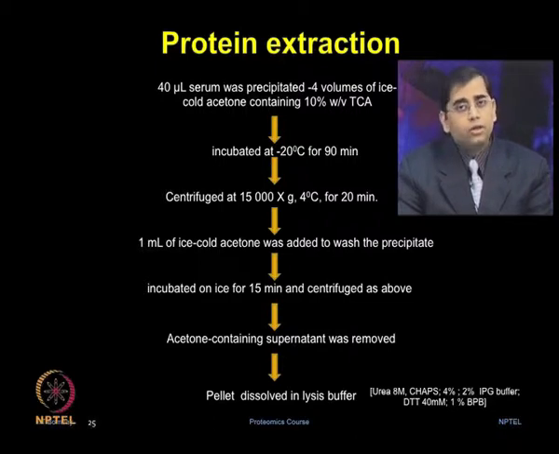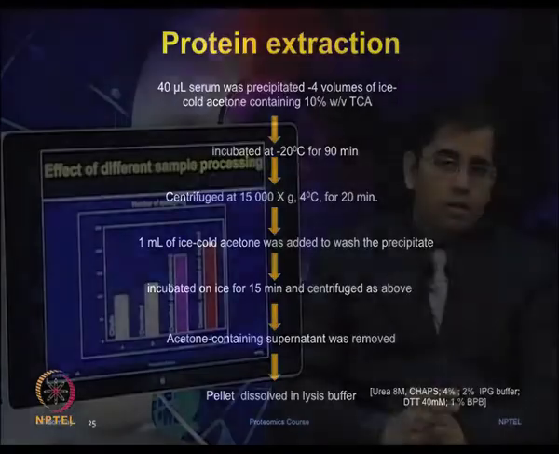Then it was incubated on ice for 15 minutes, and again centrifugation was performed. The acetone-containing supernatant was removed, and then the pellet was dried in the lysis buffer. The recipe for lysis buffer we talked about earlier when we discussed sample preparation, which is also mentioned in the slide here. You can use urea, CHAPS, IPG buffer, DTT and BPB.